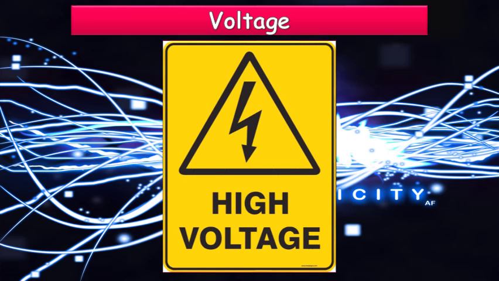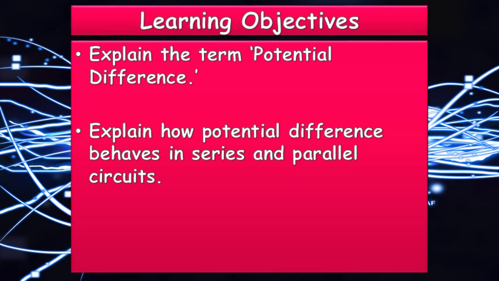So welcome to level 2 physics, voltage this time. Last lesson we looked at current, today we're going to look at voltage. The learning objectives today are to explain the term potential difference. We've already looked at this in static electricity, so it's kind of just going over that, and explain how potential difference behaves in series and parallel circuits.